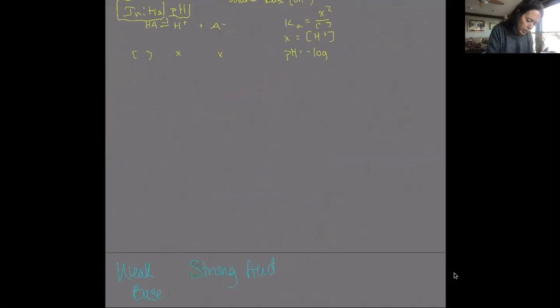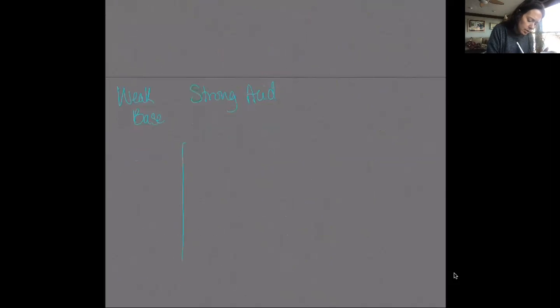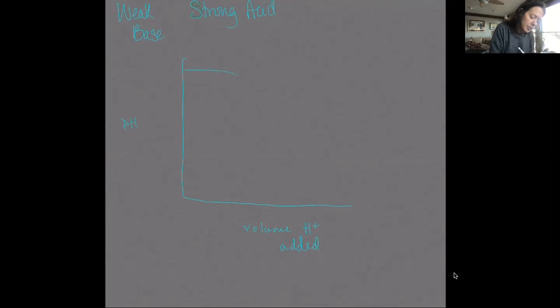Okay, so we were here. We'll have this. Now, guys, I'm so bad at this curve. I literally can't do it. And this would be H plus added. This would be your pH. We would start high, right? And then kind of go like that. I'm not very good at that curve, but the equivalence point here will be below 7. Therefore, acidic at the equivalence point, right?